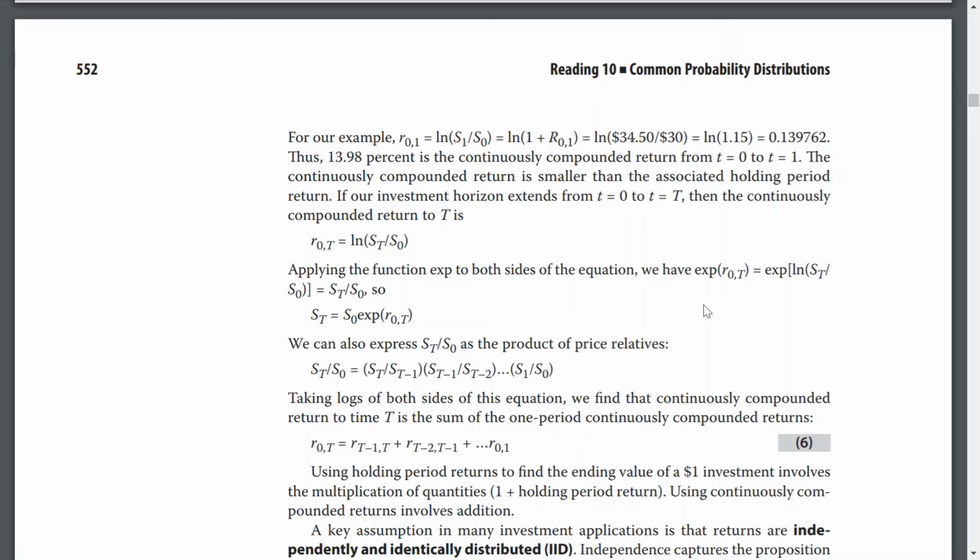Thus, 13.98% is the continuously compounded return from t of 0 to t of 1. The continuously compounded return is smaller than the associated holding period return. If our investment horizon extends from t of 0 to t of T equals T, then the continuously compounded return to T is this. Okay.